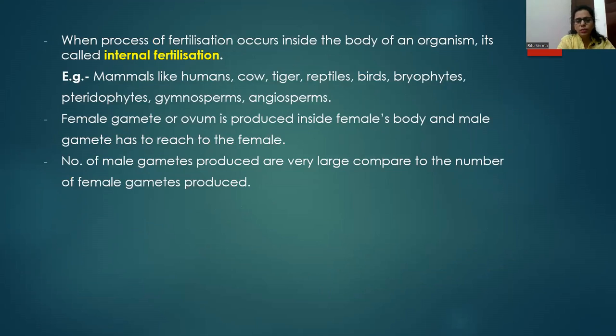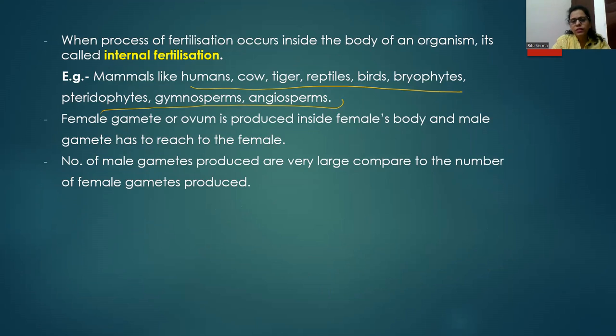Now the next process is internal fertilization. Internal fertilization occurs most commonly in higher animals and higher plants. Higher animals like human beings, cow, tigers, reptiles, birds, and plants like bryophytes, pteridophytes, gymnosperms, and angiosperms. So in all these higher plants as well as higher animals, internal fertilization occurs.